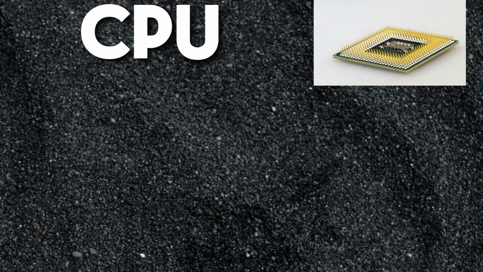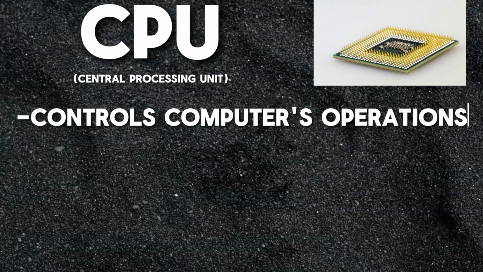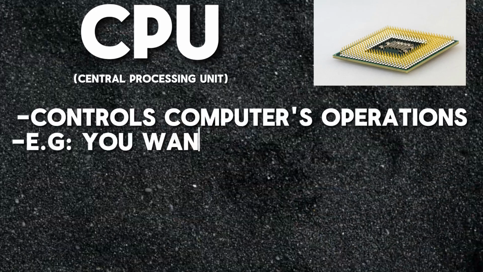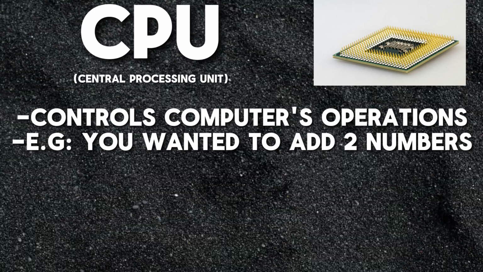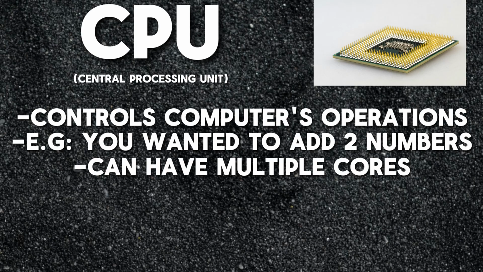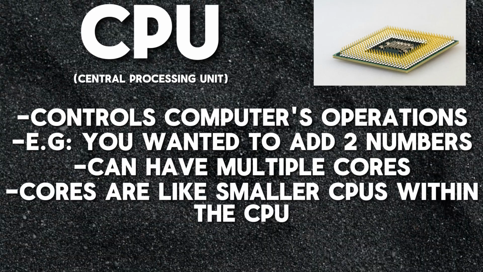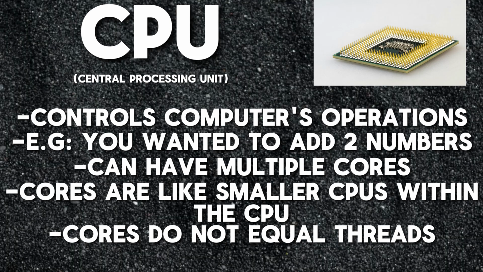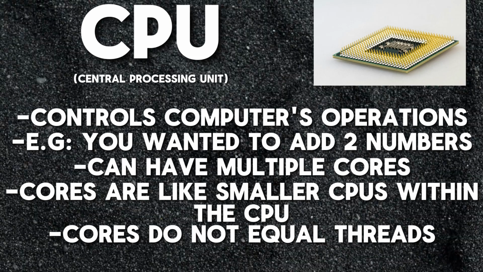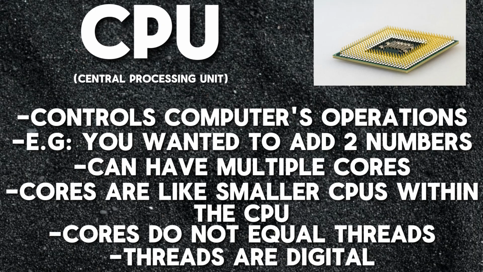The CPU, or Central Processing Unit, controls all of the computer's operations. Say you wanted to ask the computer to add 2 and 2. The CPU would be the thing to do that. It can have multiple cores, which are all like mini CPUs that control their own operations. It's important to note here that cores and threads are different things. Cores are the actual physical units in the CPU, whereas threads are simulated by the computer.